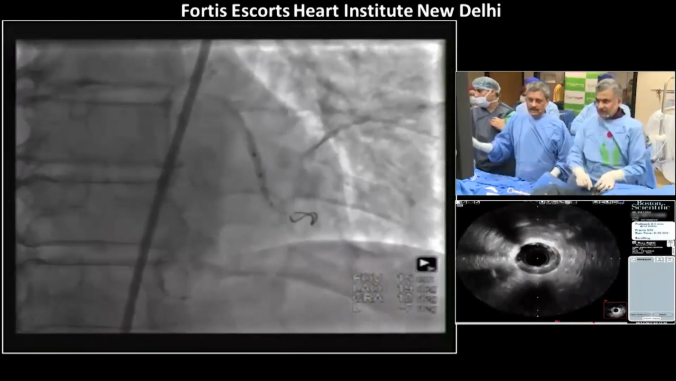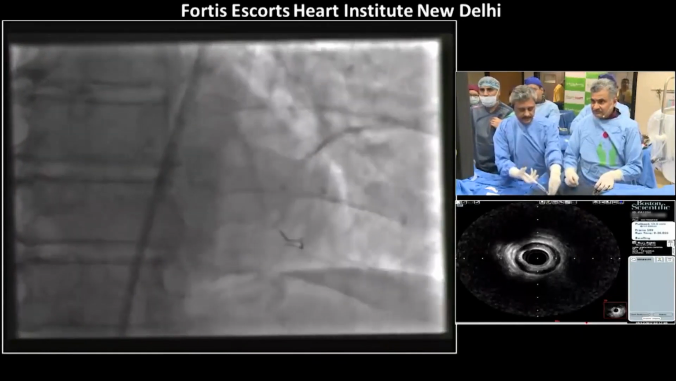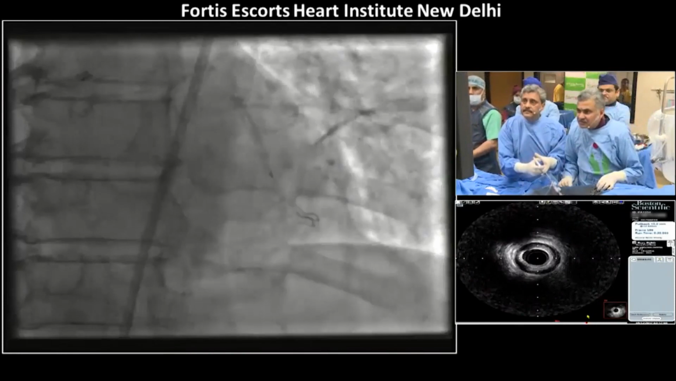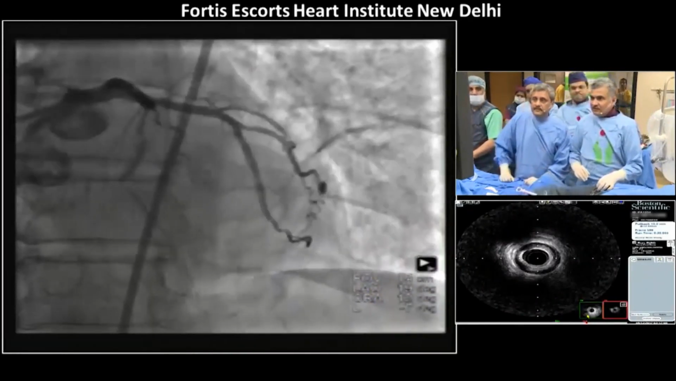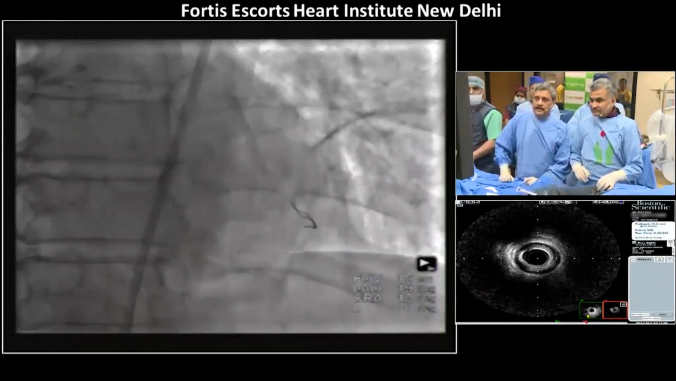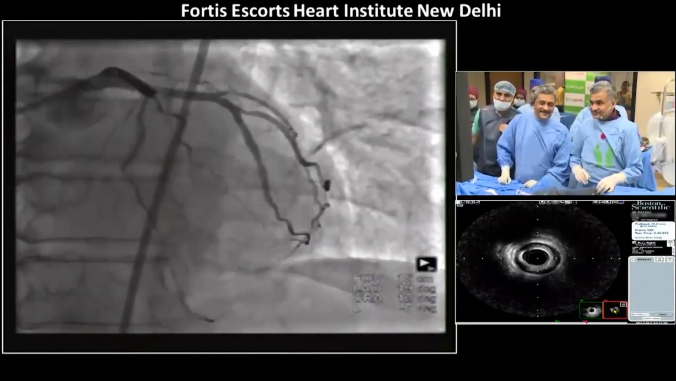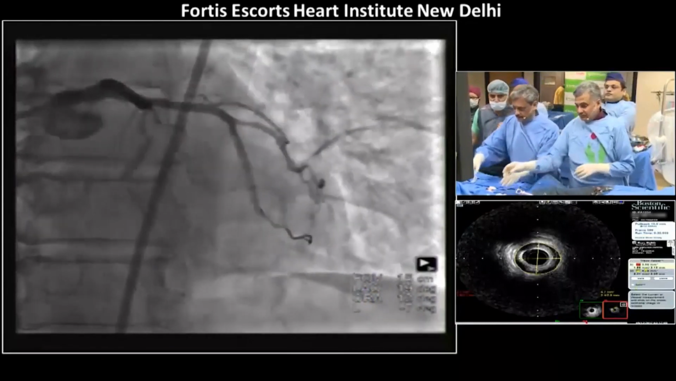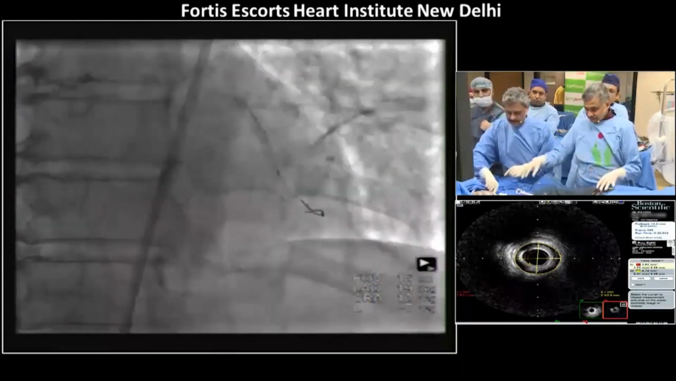So now slowly, let us check in this view whether we have not caused any perforation. So there is a little indentation at the same point. Looks better, better than before. Okay, now what? Can you check in the other view? Yeah, only better. Caudal, okay, please. Caudal again.